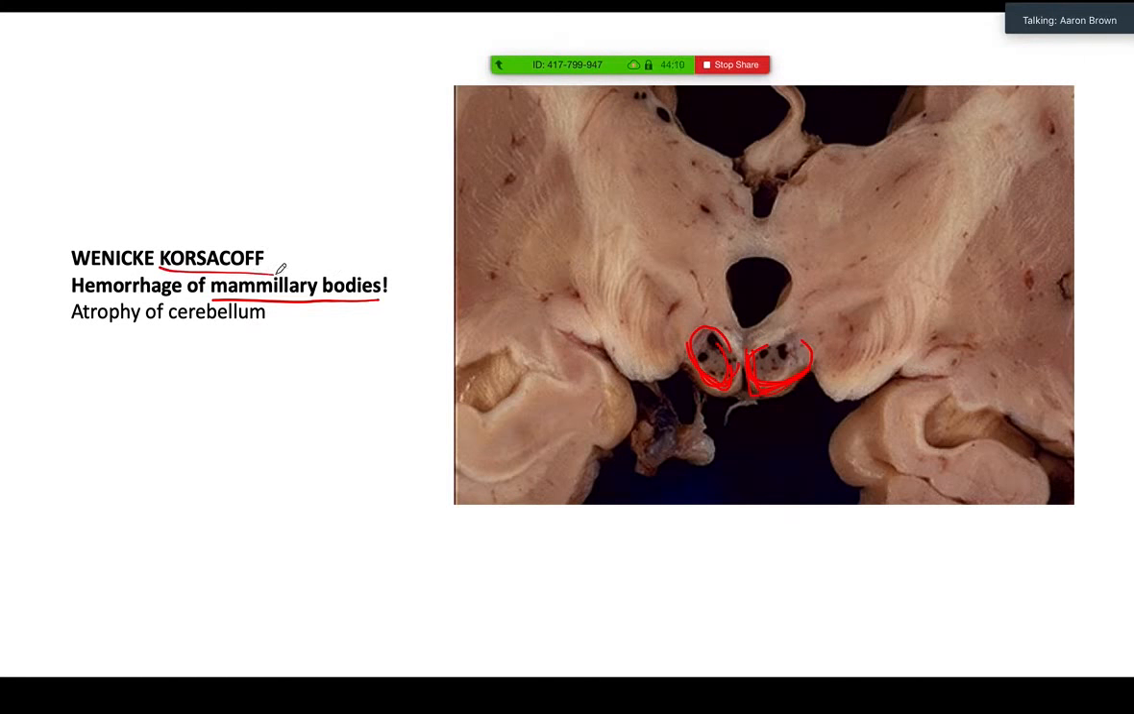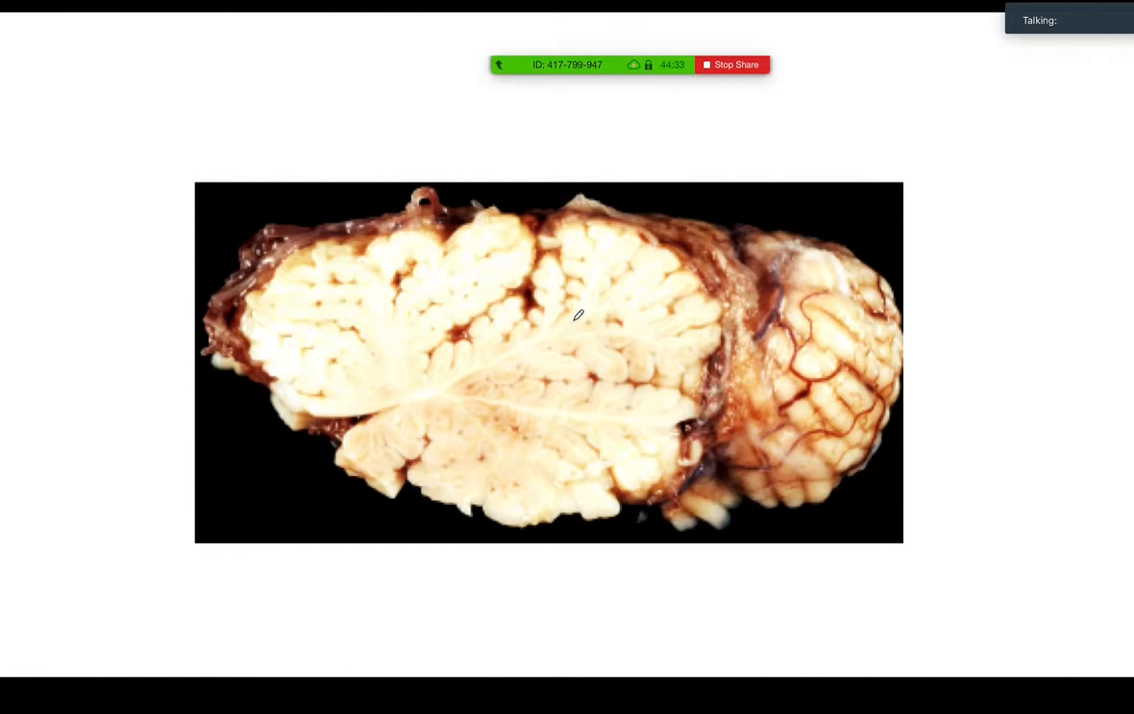In Wernicke-Korsakoff, we have hemorrhage there. Now, mammillary bodies are very important for transmitting signals to our hippocampus, which is important for memory. And so with the mammillary bodies having these hemorrhages, we are going to see some decreases in our patient's memory. We're going to see confabulation and things of that nature. Okay, great. So what's next here?